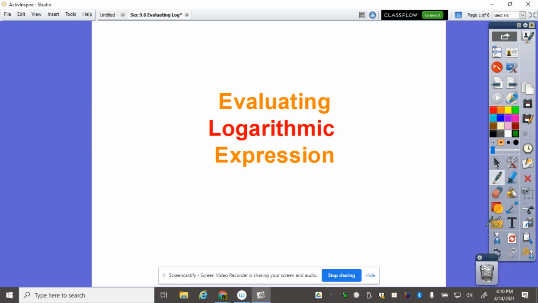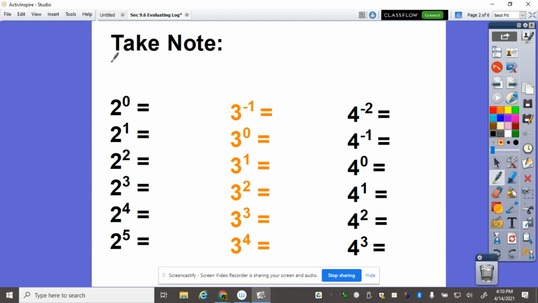Yo, yo, yo, this is Mr. O. And today we're going to learn about evaluating logarithmic expressions. Before we try to learn about evaluating logarithmic expressions, let's remember the basic things.